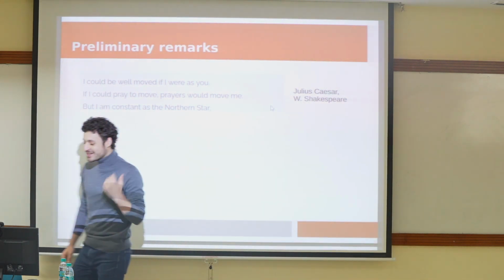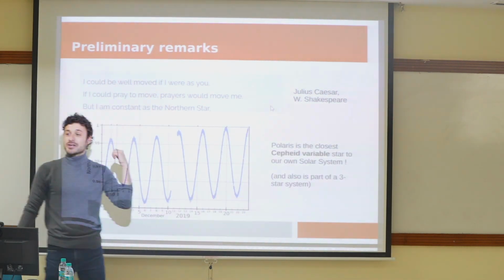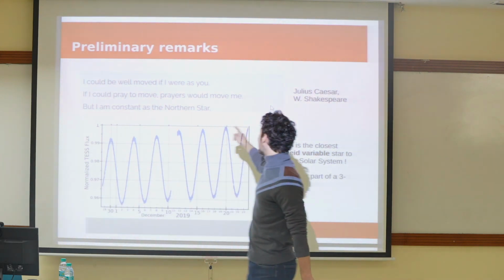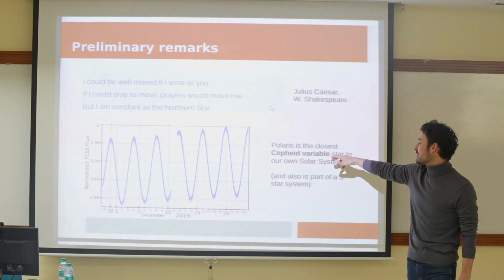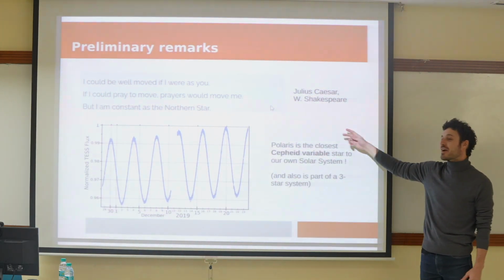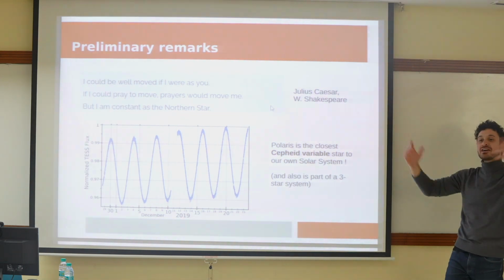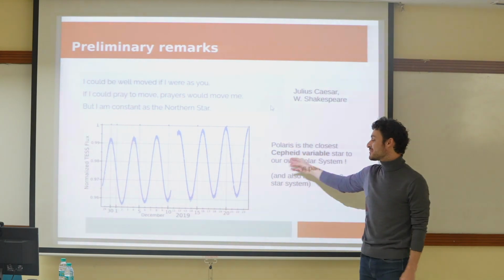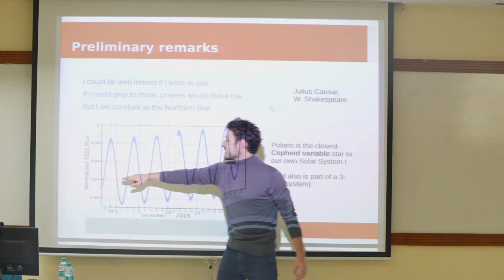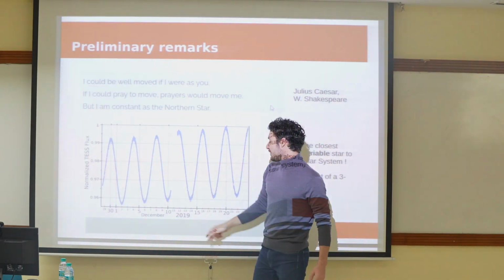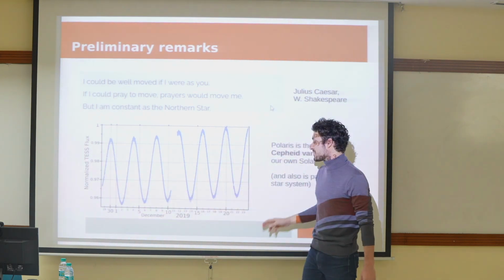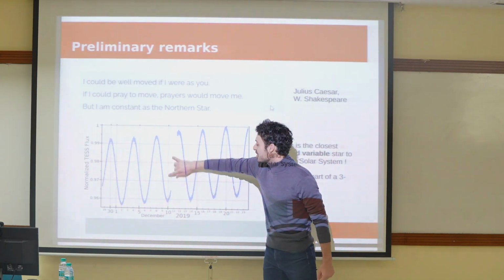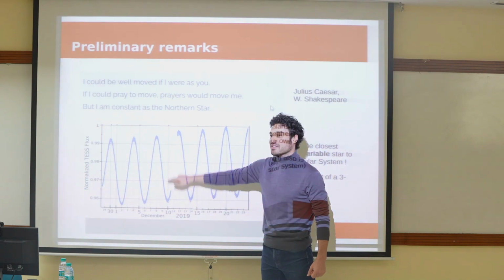Now, the funny thing about this is that the northern star isn't actually constant at all, right? Polaris, the North Star, is actually what's known as a Cepheid variable. It's a star whose luminosity varies quite rapidly over the course of a few days. So this here is the luminosity of the star, and these are different dates. This gap, I think they just weren't observing that day.